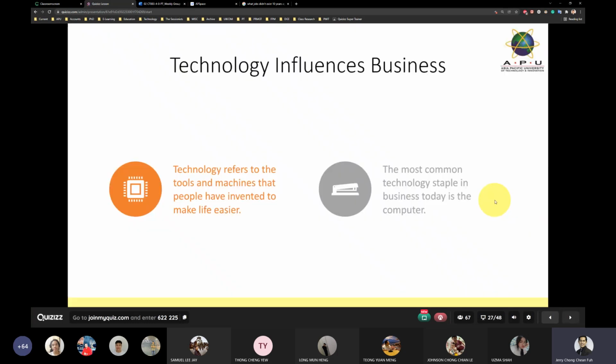So I think we can all agree that technology overall influences businesses in many different ways. Of course, in this case, technology is supposed to be meant for productivity, something that makes our life easier, either for a business or even for our users overall.